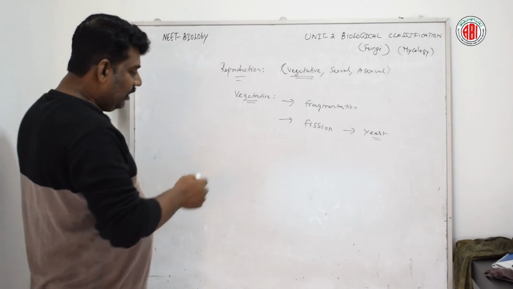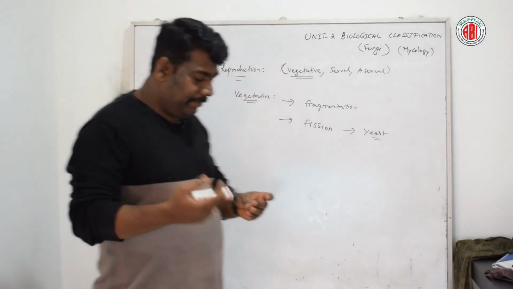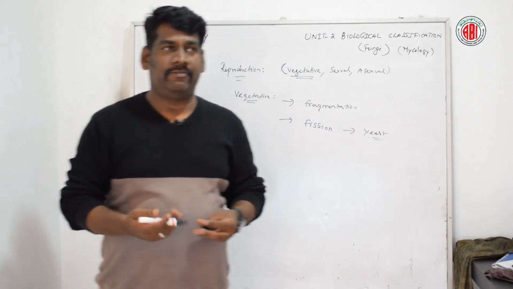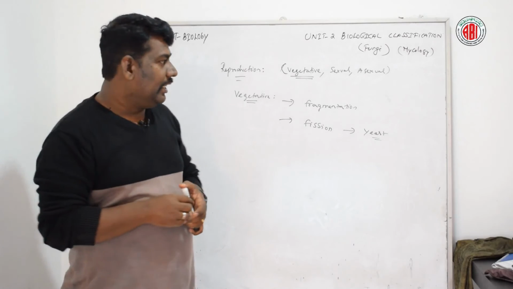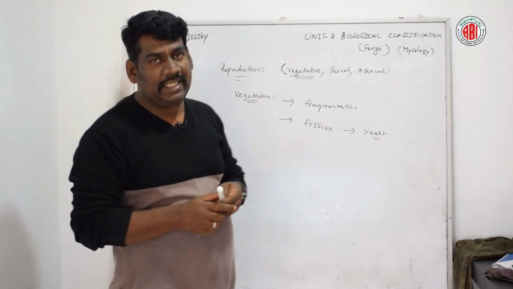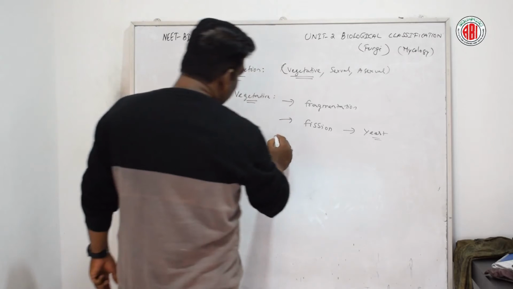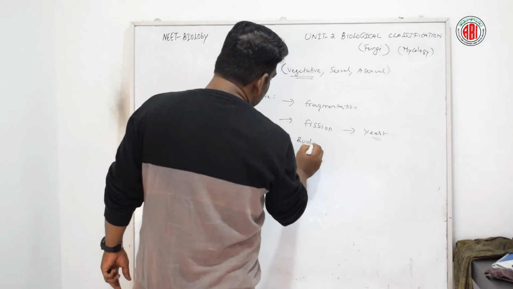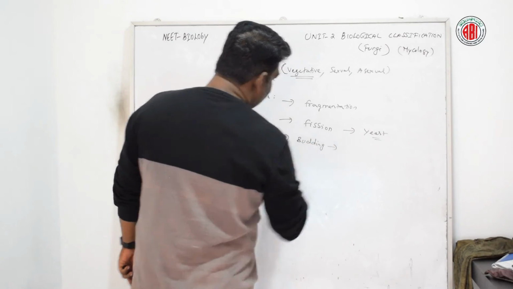Next, one of the most important and peculiar types of reproduction seen in the organism called fungus is called budding, and it is one of the most important types of vegetative reproduction.